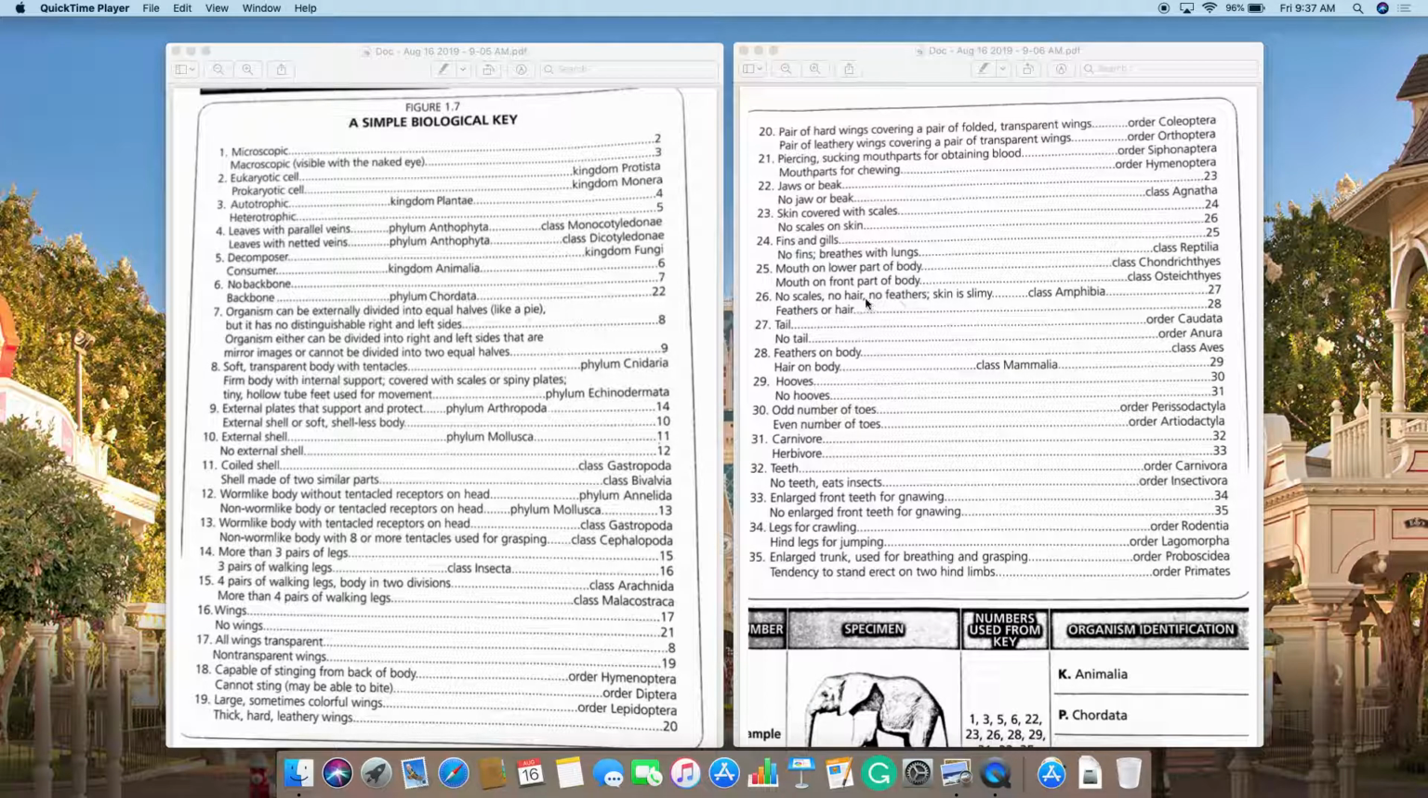No scales, no hair. Well, he has hair. So we're going to go down to the next one. Feathers or hair. We know that's 28. So now jump down to 28. Does he have feathers on his body or hair on his body? He has hair on his body. So under C for class, he is a mammalia. Write your number 29. And then let's go to 29.